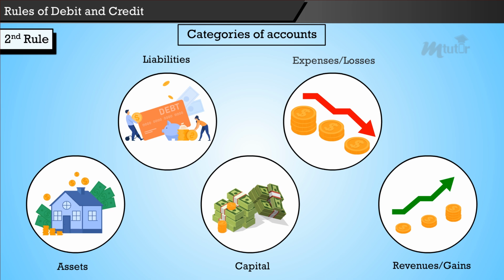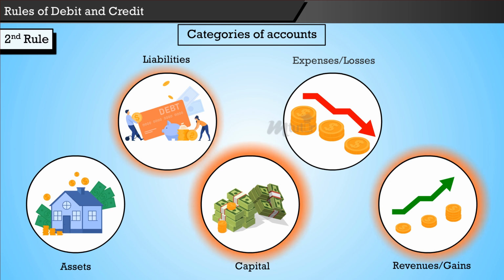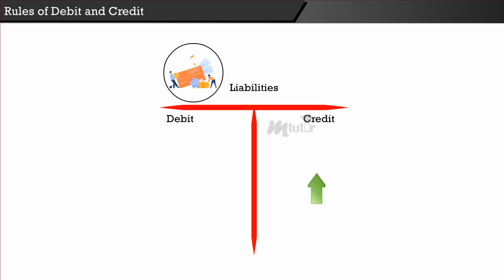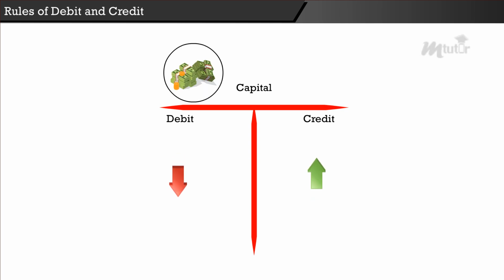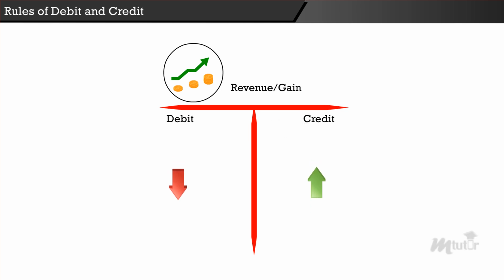And the second rule is recording changes in liabilities, capital, and revenues or gains. An increase in liabilities is credited, and a decrease in liabilities is debited. An increase in capital is credited, and a decrease in capital is debited. An increase in revenue or gain is credited, and a decrease in revenue or gain is debited.